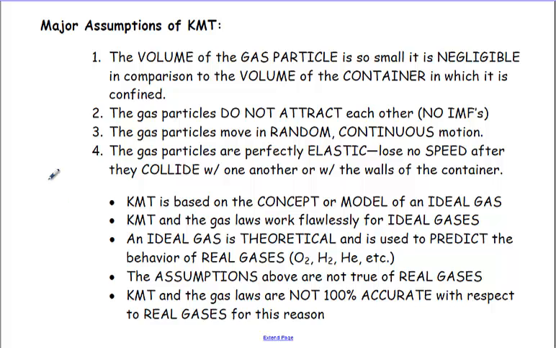Okay, so remember, gases are kind of like all over the place, and I'm doing this to show movement. But when they do bump into walls and things like that they're confined in, they bounce off those walls and go back at the same speed, okay? The assumptions above are not true of real gases. So these are major assumptions of ideal gases, but not real gases. And the gas laws are not 100% accurate when we talk about the real gases for this reason. So we just say ideal gas.